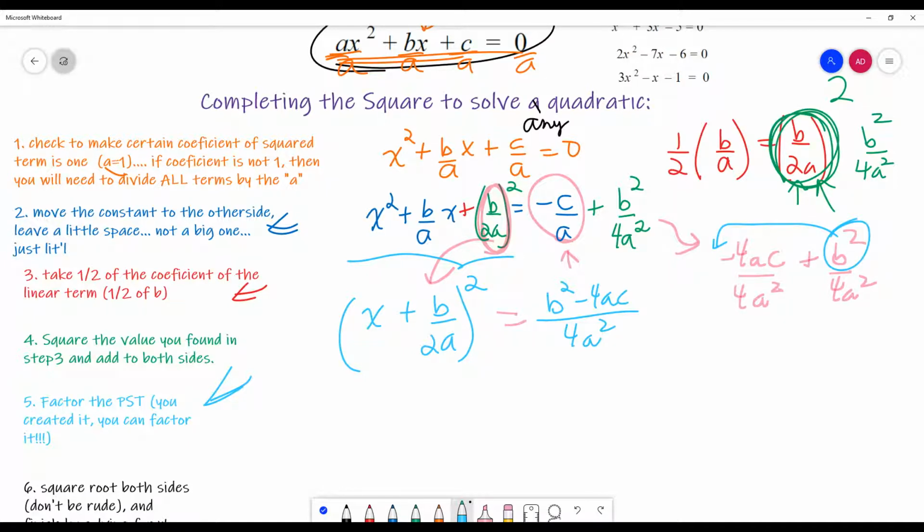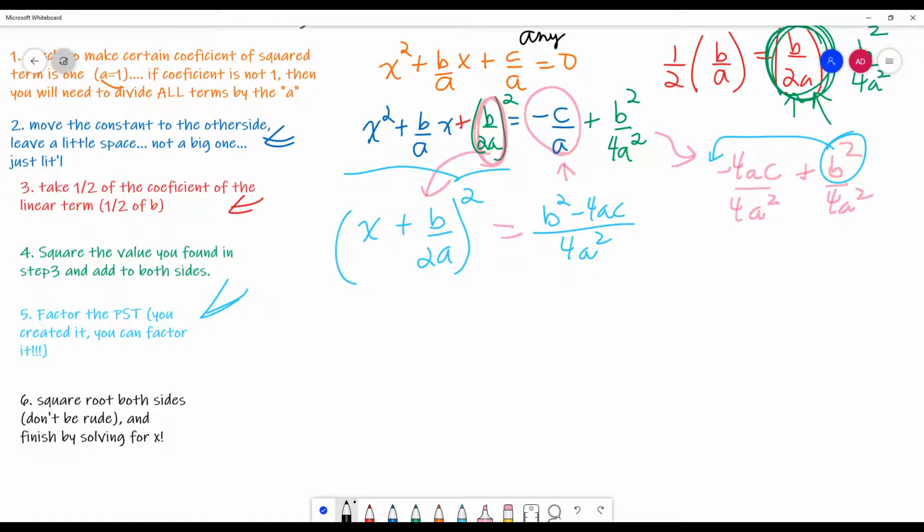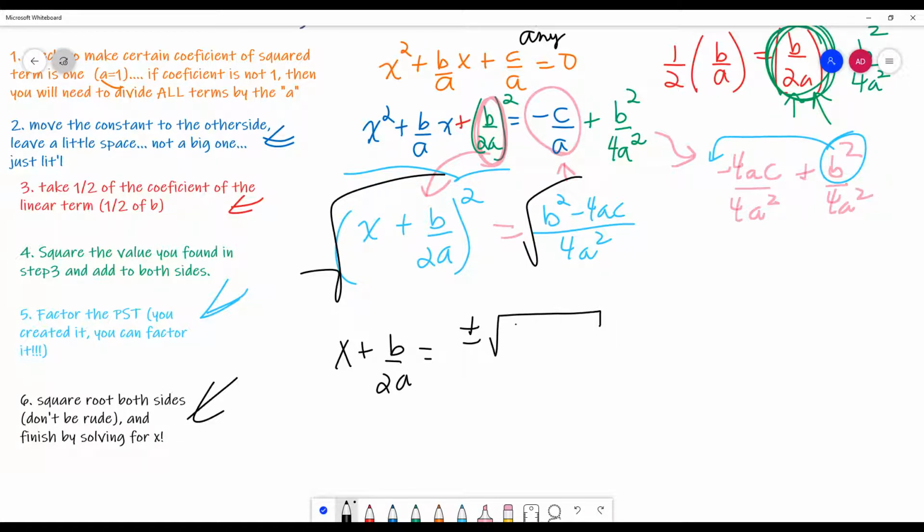All right, now here we go. Take the square root of both sides. Don't be rude, of course, but you've got to take the square root of both sides. That's what this sixth step says. So when I take the square root of both sides, I get x plus b over 2a, wait for it, equals plus or minus the square root of b squared minus 4ac. And don't forget, I have to take the square root of the denominator, over 2a.